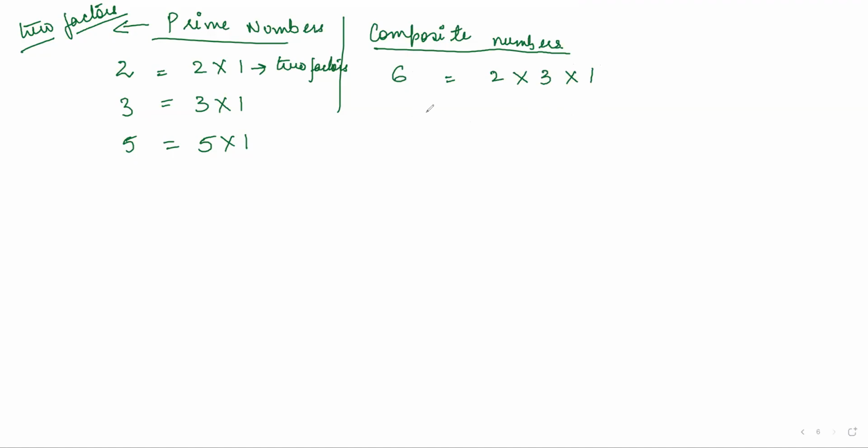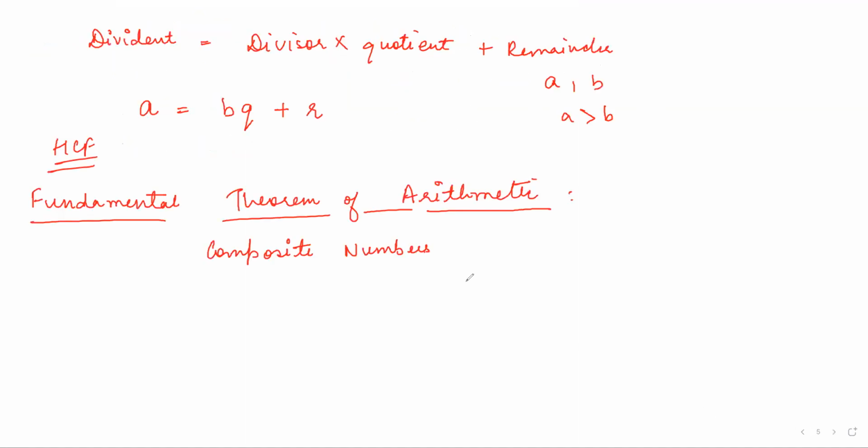So you can take a bigger number, for example, 80. So obviously you can break this into factors. So the fundamental theorem of arithmetic says that any composite number, right? It can be written first of all as a product of primes, right?